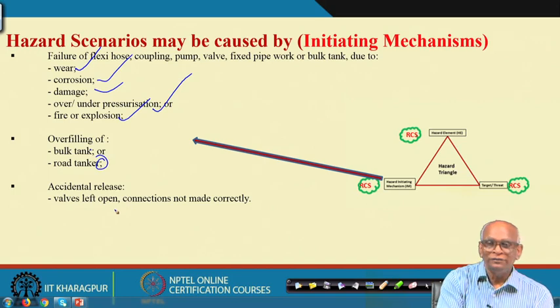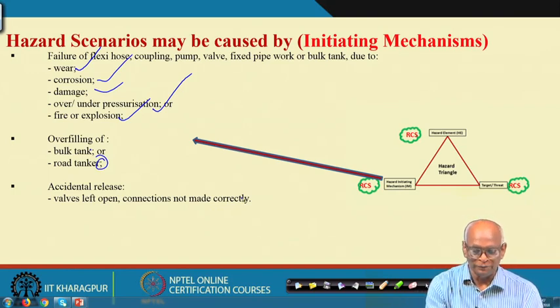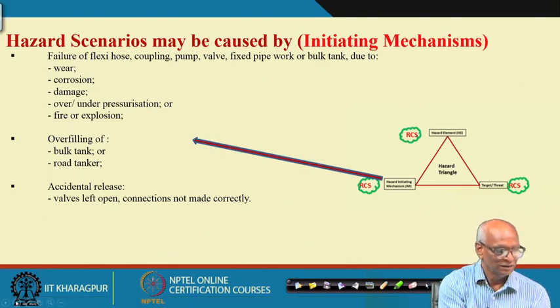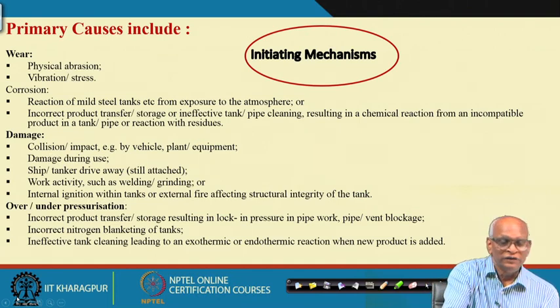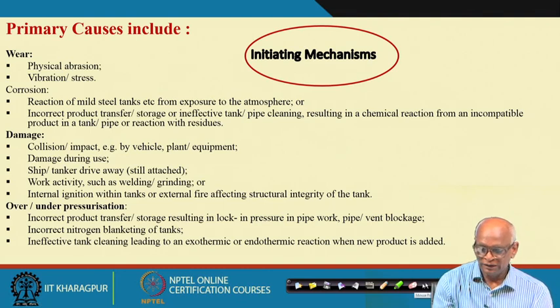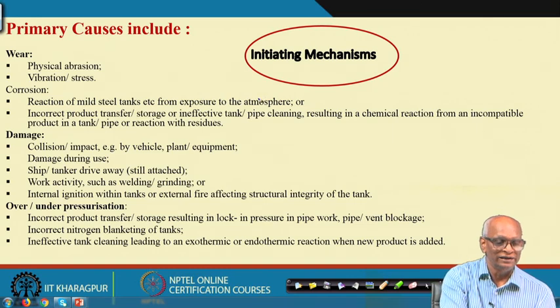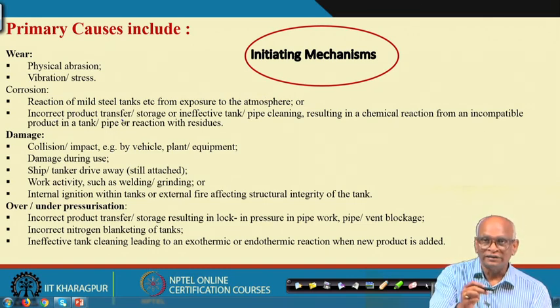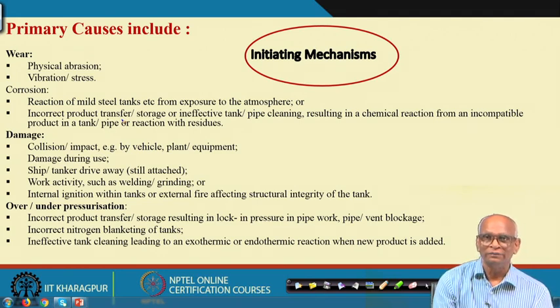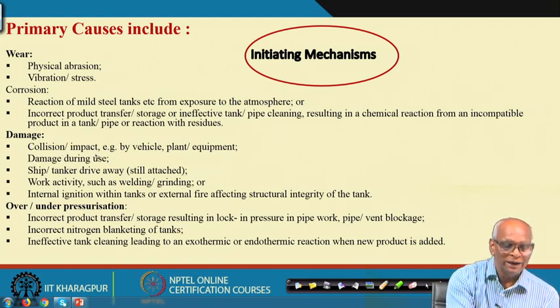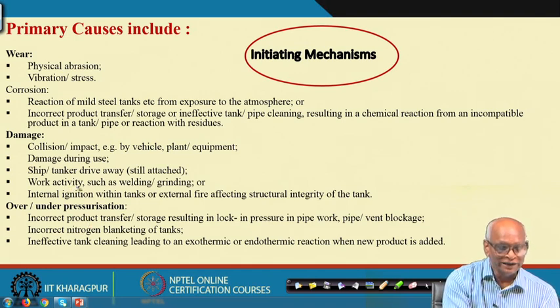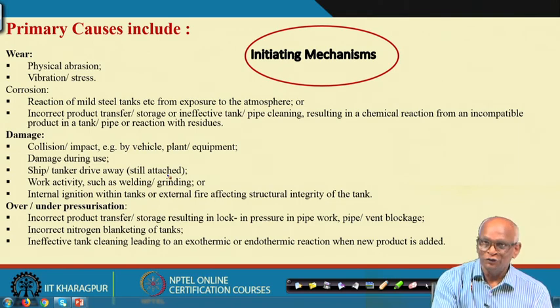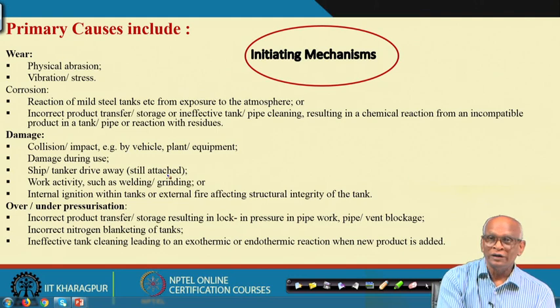Accidental release: valves not closed, valves are open, connections are not made correctly, they are the initiating mechanisms. Some more initiating mechanisms: physical abrasions, vibration, corrosion. Why will the corrosion happen? Corrosion will happen because of the reaction of the product with the mild steel. Incorrect product transfer. The product which is supposed to be transferred, something different you have transferred. Damage, collision, impact by vehicles, damage during use, work activity, welding, grinding, which are not supposed to be done. If you have done, it may damage the whole situation. Over or under pressurization.